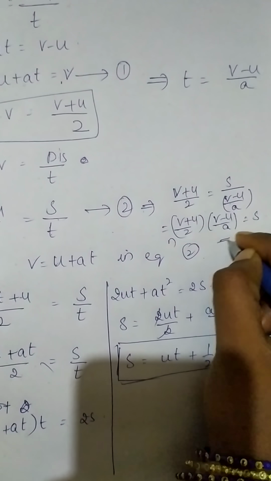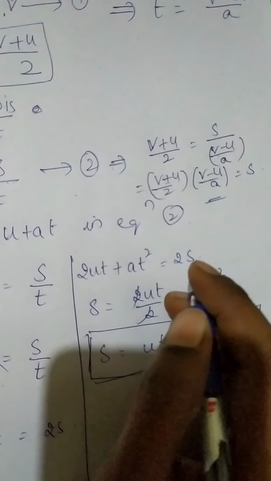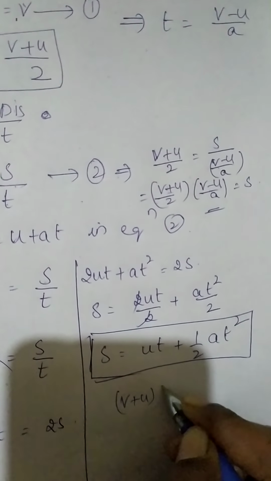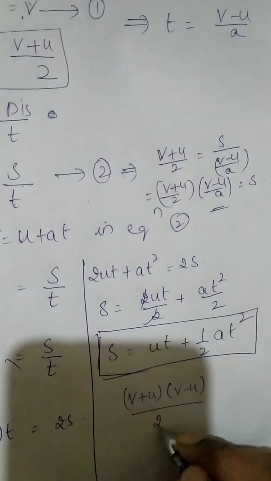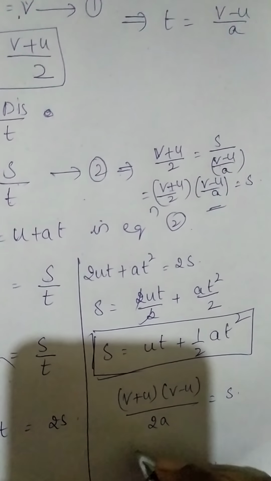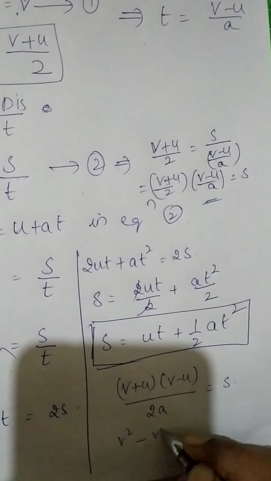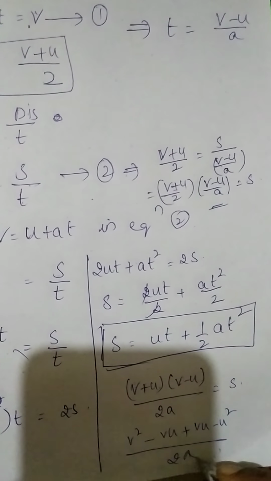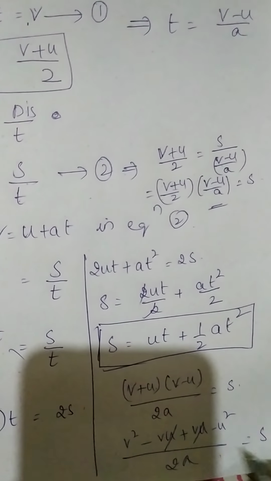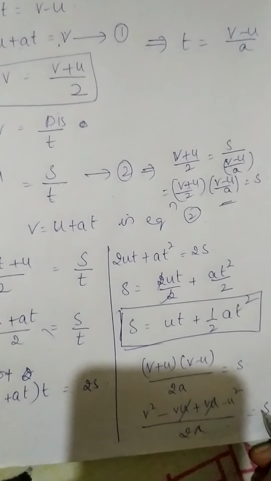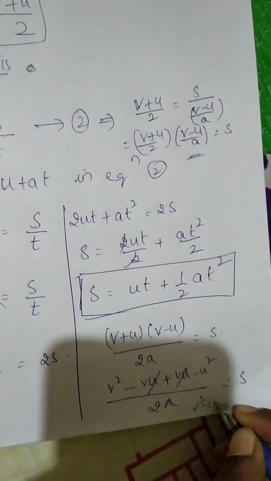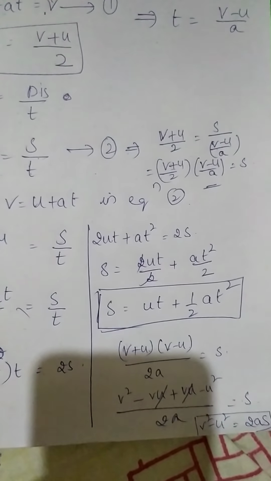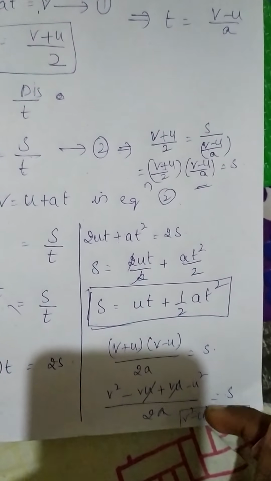From here if you multiply that, finally you will get (v plus u)(v minus u) divided by 2a equal to s. v square minus vu plus vu minus u square divided by 2a equal to s. Plus vu minus vu get cancelled. From here v square minus u square equal to 2as you will get. This is one more equation. Very important equations, this one and this one.